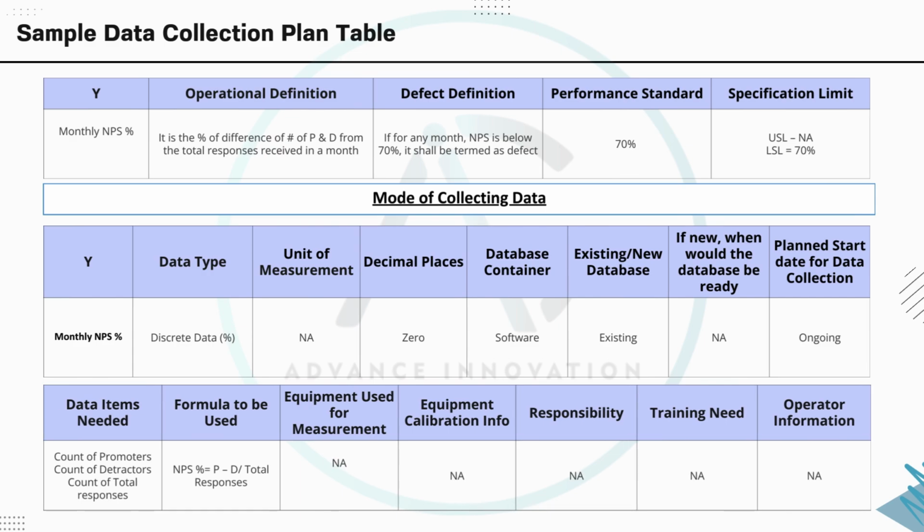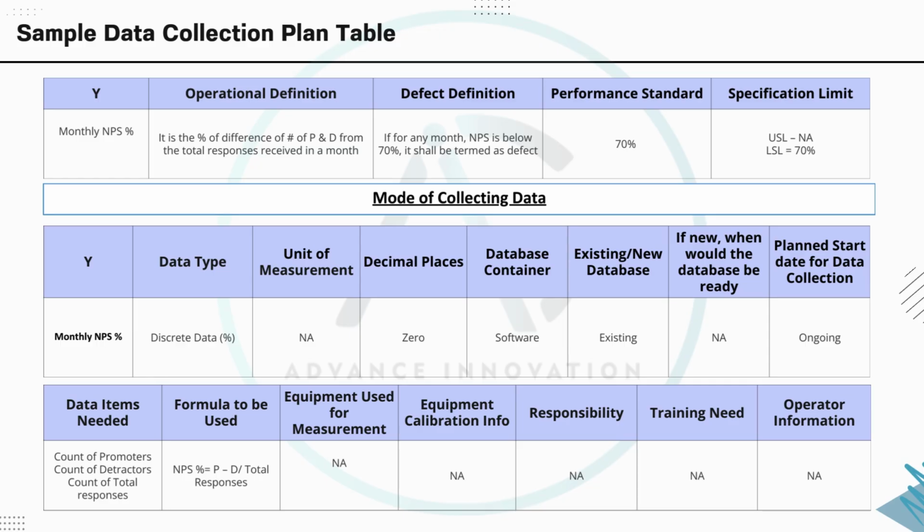This slide presents a sample data collection plan, DCP table, a practical format used to organize and capture all relevant details about the data collection process for a given Y metric. Let's walk through the example shown here, which is based on the monthly NPS %, Net Promoter Score. 1. Operational definition. It defines how NPS is calculated, specifically as the percentage difference between the number of promoters and detractors from the total responses received in a month.